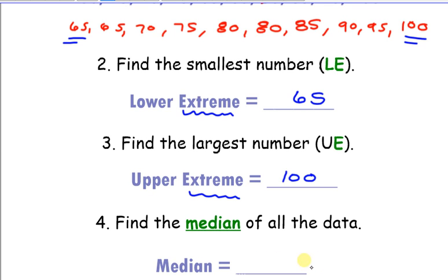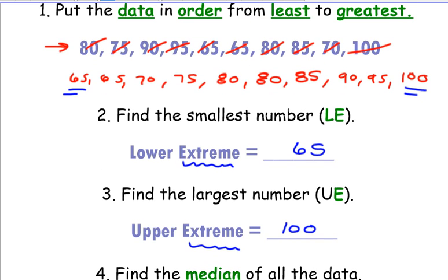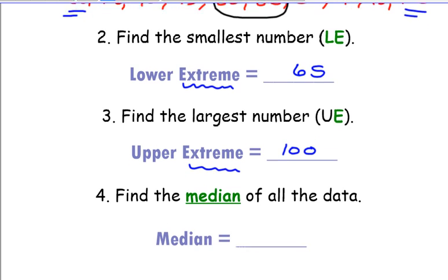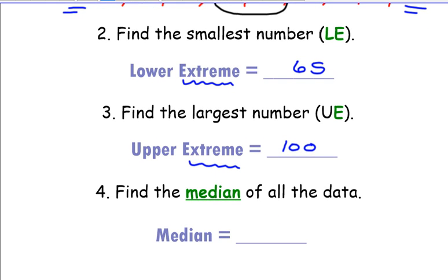Now, let's find the median. And you're used to that, so find yourself the middle number. We're going to cross out, and we're left with these two guys here, which is 80. And 80 plus 80 is 160 divided by 2. So our median is going to be 80.